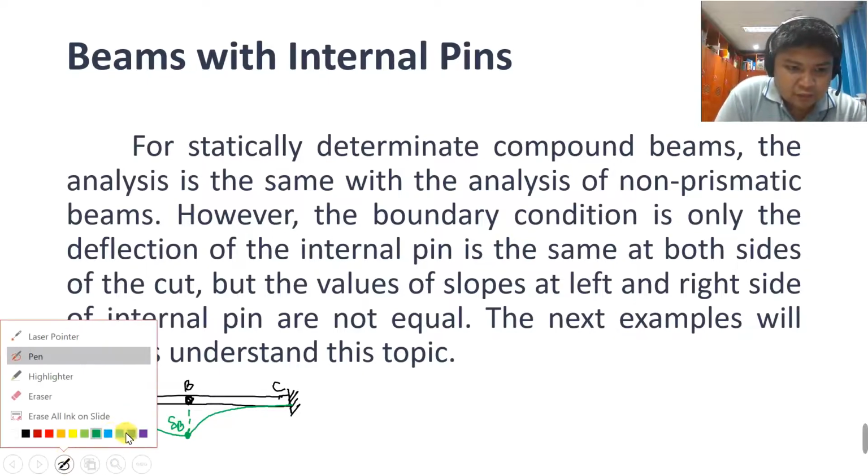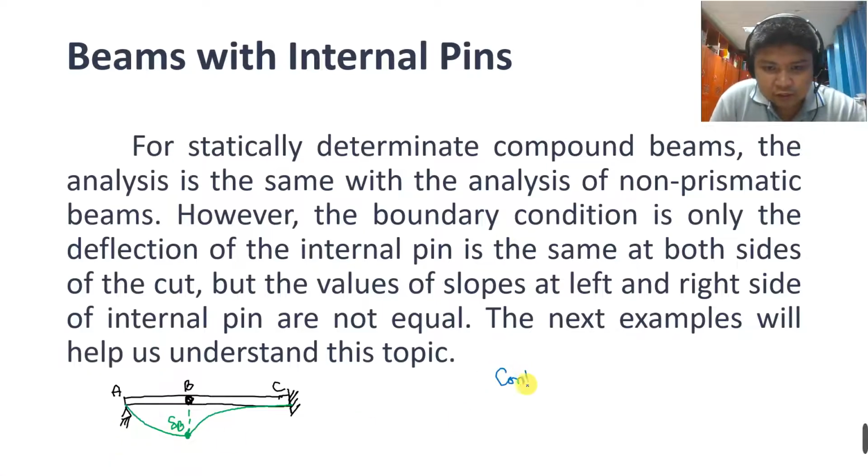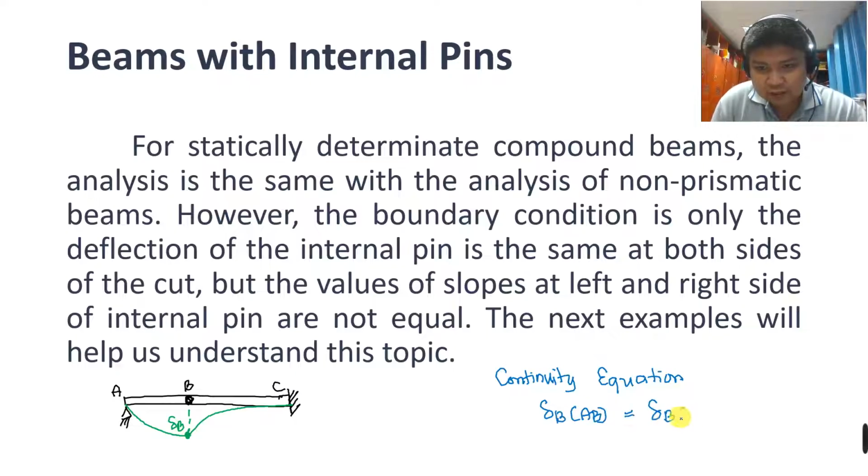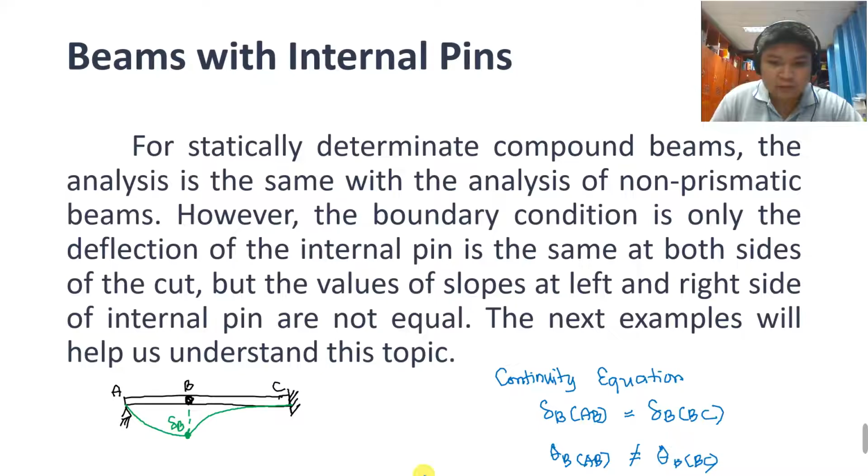So, therefore, ang ating continuity equation dito, isa lang. Anong ibig sabihin nun? Yung deflection ng B sa AB ay equal lang sa deflection ng B sa BC. So, this is the continuity equation. Ito lang class ang gagamitin natin. For the case of slope, yung slope at B kay AB, kailangan matandaan na they are not equal sa slope at B and BC. So, hindi natin to magagamit, the second one. Ang magagamit lang natin is yung una, which is the deflection.